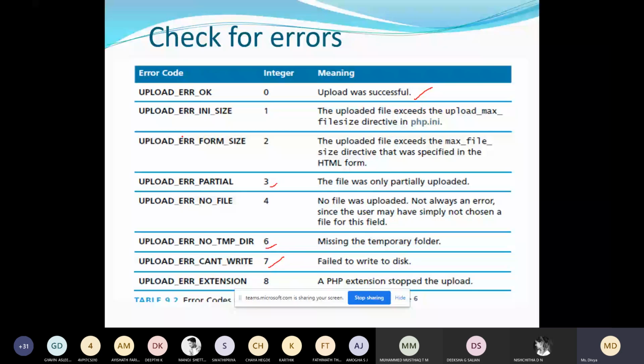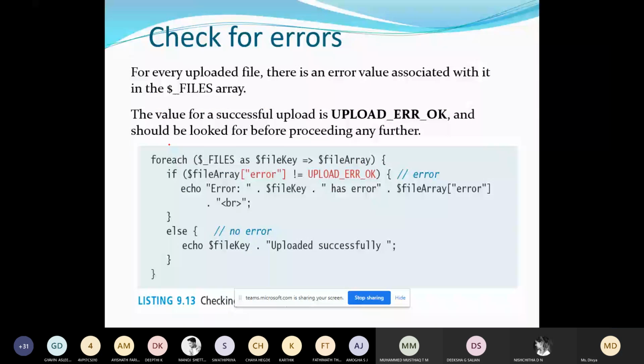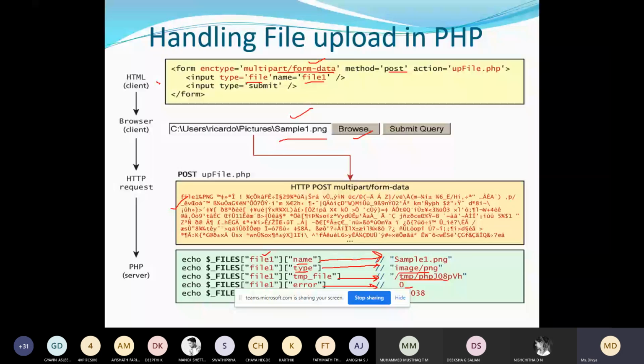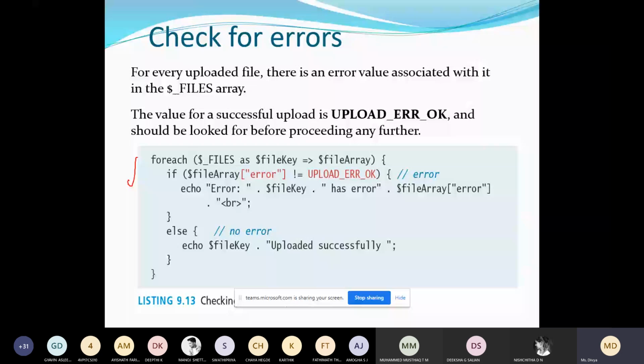So let us look at an example. Assume that I have a form like this. This is our form, and this is our backend code. What is the backend code doing? It is checking each uploaded file for any kind of error. This is the super global array $_FILES. Then we have a foreach statement, where this is the key and this is the value.